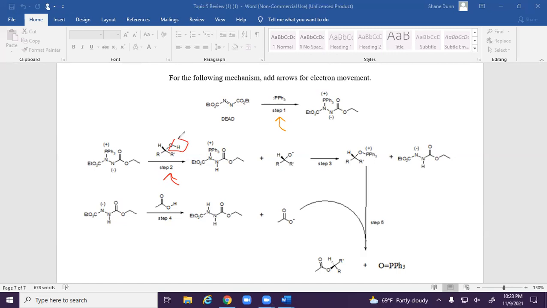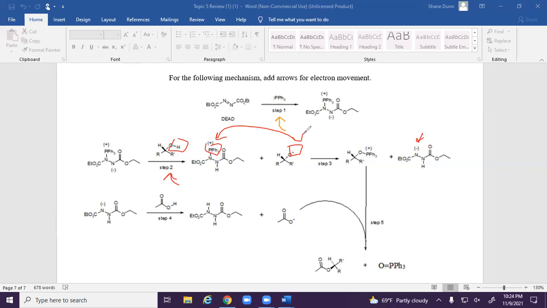Step 3. It went from here onto the oxygen, and the nitrogen got a negative charge. So the negative charge and the PPh3 swapped places. They substituted each other. They swapped. Correct? Yep. Substitution. That is step 3.